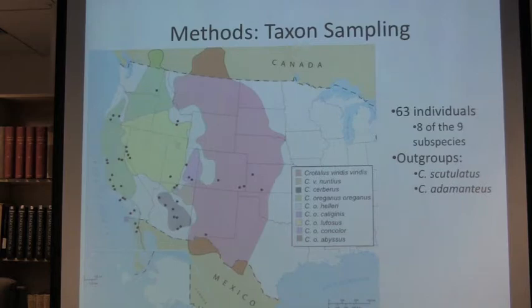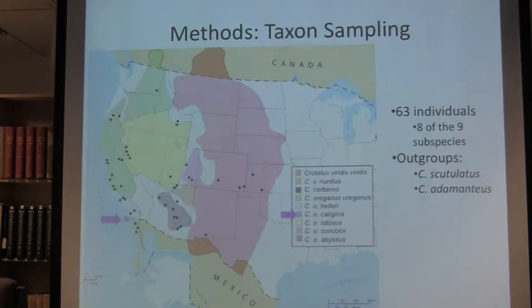8 of 9 subspecies were included in this study. The only missing subspecies is here, Crotalus origanus caligenus. This island endemic has been shown to be mitochondrially nested within the blue Crotalus origanus helleri. So lack of sampling here is detrimental, but not the worst thing in the world.